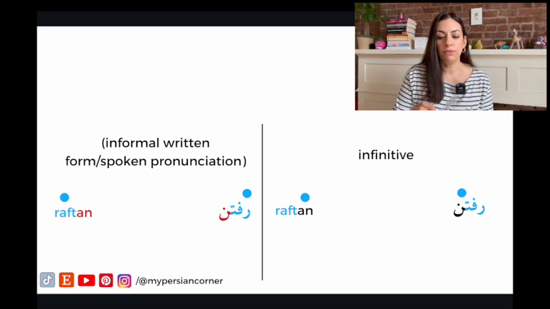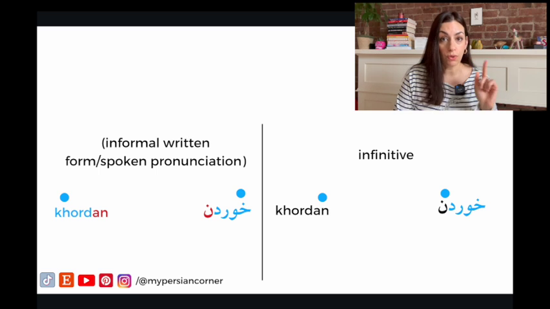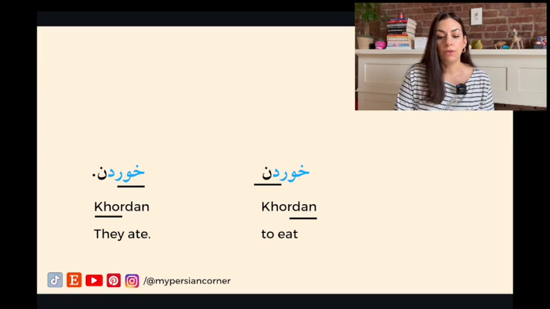So compare these two, the infinitive, رفتن, آنها رفتن. بودن, بودن. خوردن, خوردن. خوابیدن, خوابیدن, right? Next to last syllable. So compare خوردن to eat, خوردن, they ate.